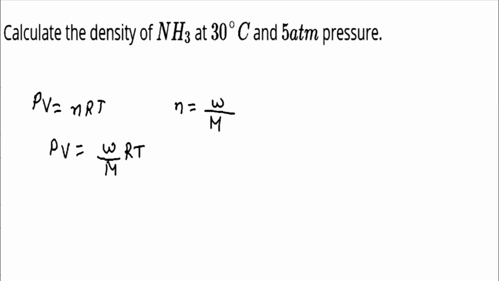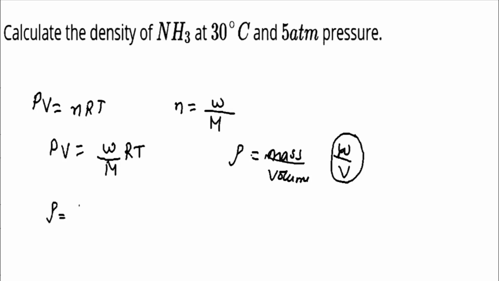Now, as we know, density, denoted by rho, is defined as mass by volume. Mass is represented here by W, divided by volume V. So, calculating the W by V value from this equation, we have density equals W by V equals P into molecular mass divided by RT.